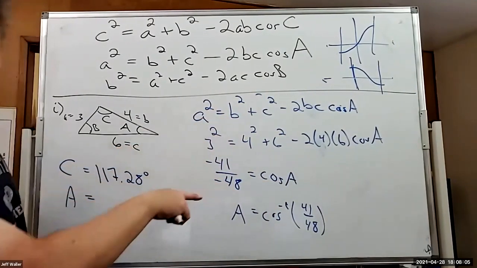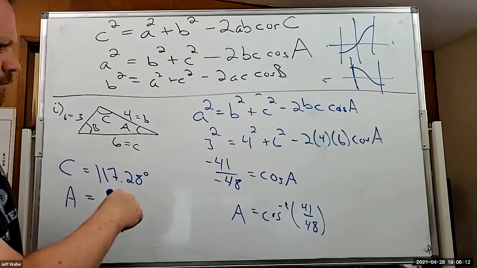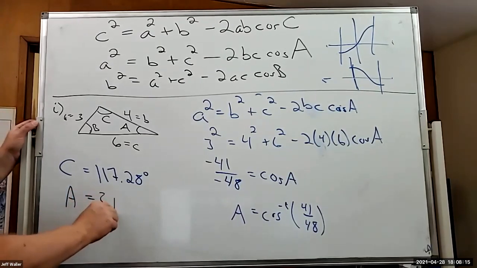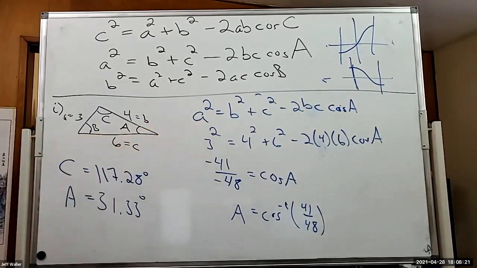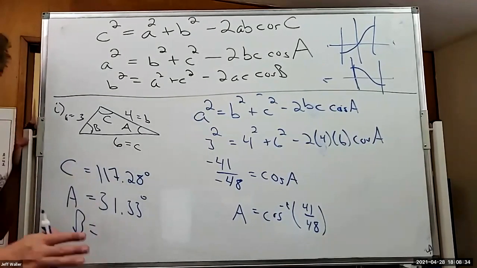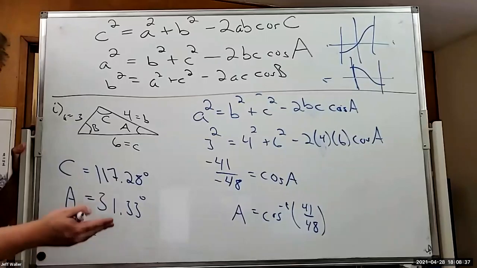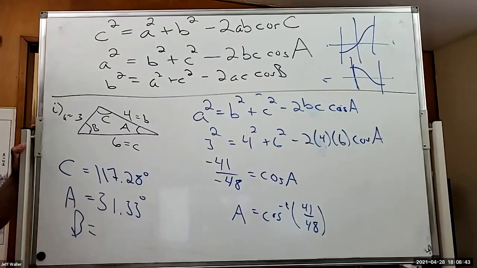Did I do it correctly? 26.38. 31.33 I get. That's what I have as well. Yeah, 31.33 degrees. Now, do I have to use law of cosines to get the last angle, or do I use law of sines? You don't need to. You can just subtract from 180. I know they have to make 180. So once I get two angles, I don't have to do anything special for the last one. I just see how much is left. So add these together, subtract from 180.